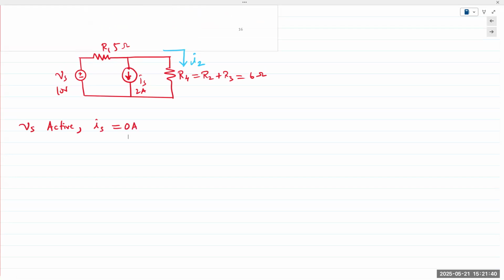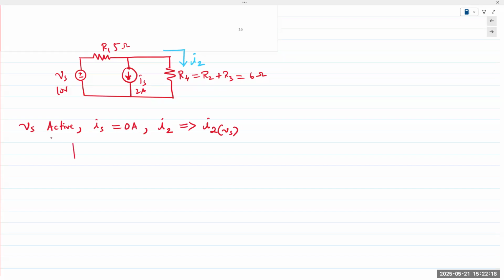If Vs is active and Is is equal to 0, this becomes a rather straightforward example. Now what I'm going to do is call I2 in this case I2 due to Vs, with an additional subscript notation, just indicating that this is I2 due to the Vs source being active.